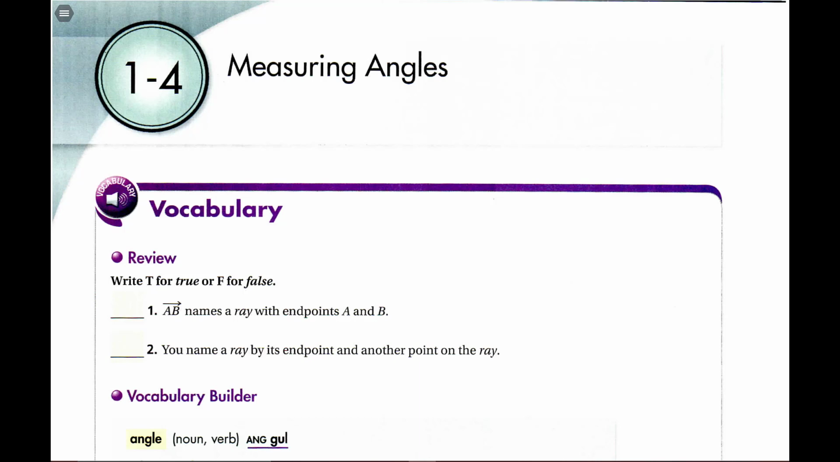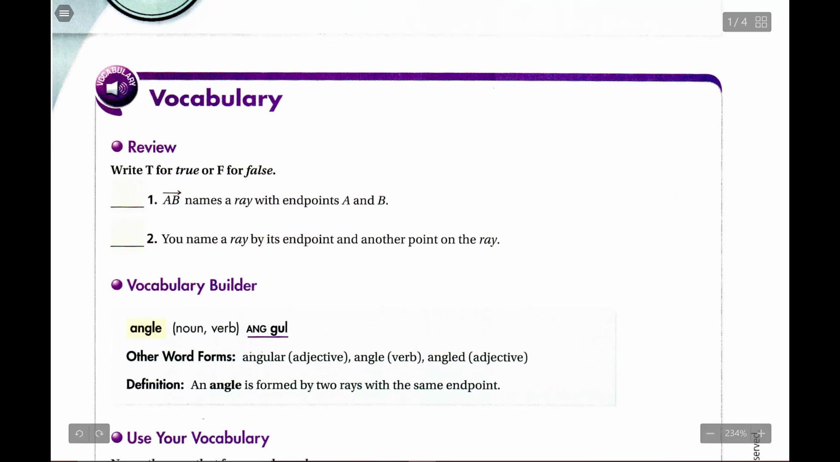For question number 1, it says, ray AB names a ray with endpoints A and B, and that obviously is true because... I misread that, because it says endpoints. A ray does not have multiple endpoints. A ray has a singular endpoint. It has the endpoint A. B is not one of the endpoints of that ray, so this is false. A ray only has one endpoint.